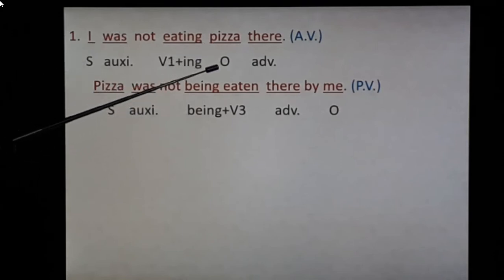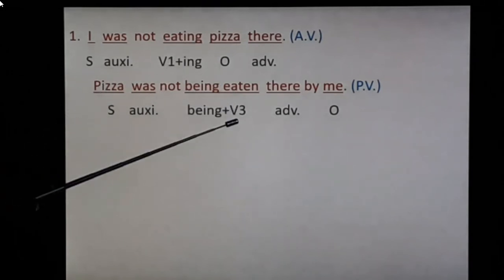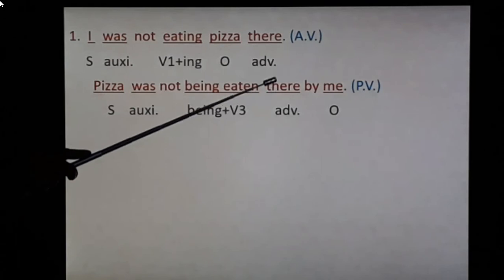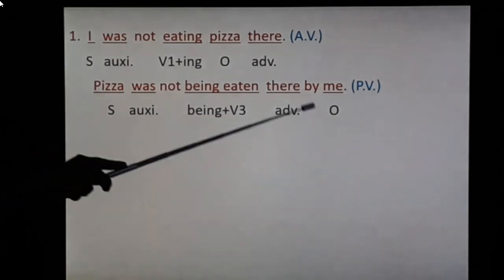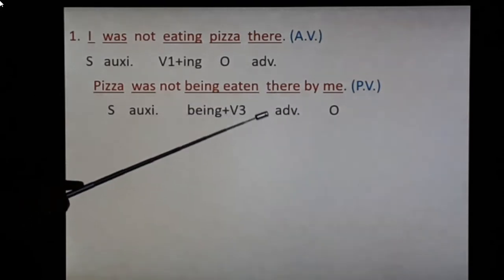So here pizza, that is an object. So the object takes place in the beginning in passive voice. So pizza, according to pizza as subject, you have to put the appropriate auxiliary verb. So pizza was, and the negative is there. So put not, then being, then the V3 form of the main verb eat. So eaten, and then put the adverb, that is there, by me. Or you can change this also, by me, there. Both are correct. So this is the passive construction.